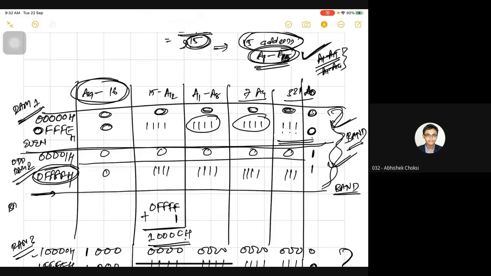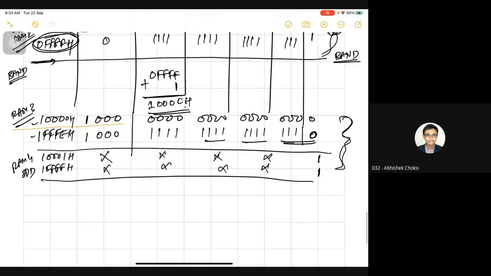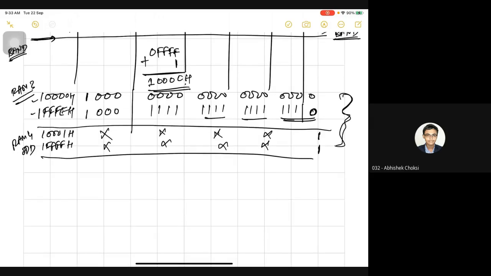This thing requires practice, so at home you are supposed to practice. Fine. One more time, then it will get clear. This much is clear? Hello.